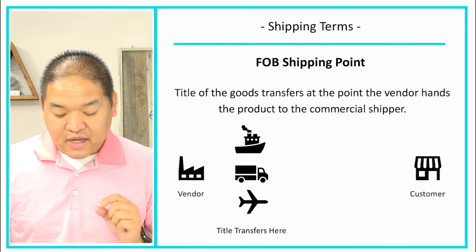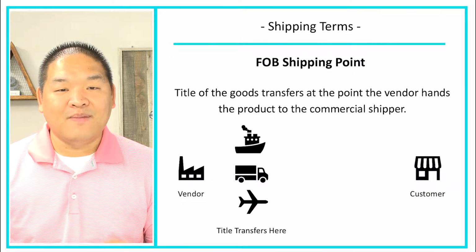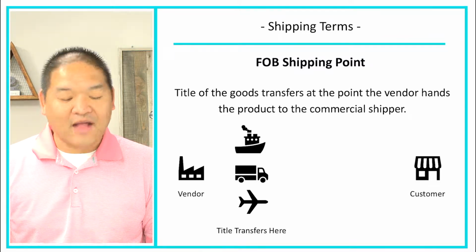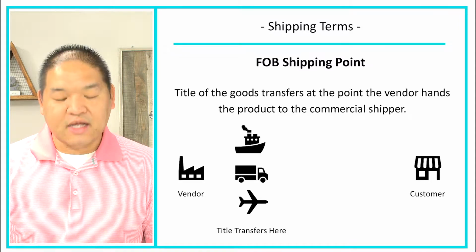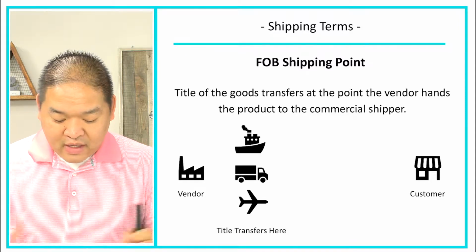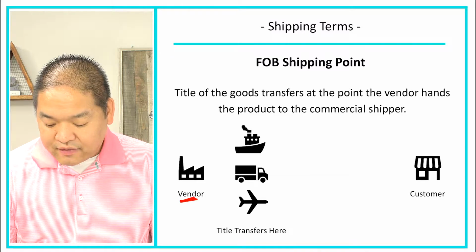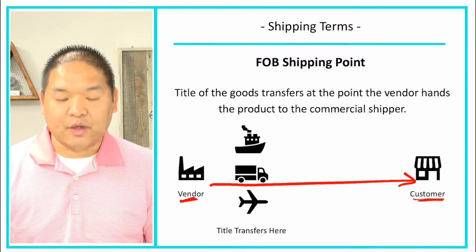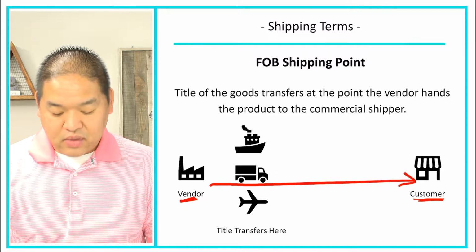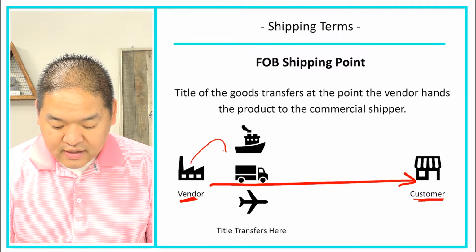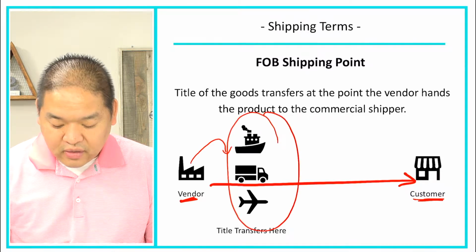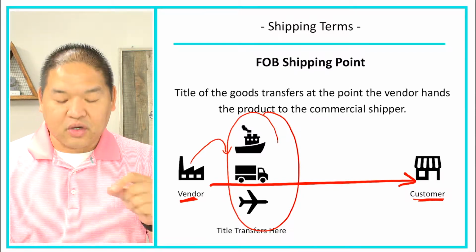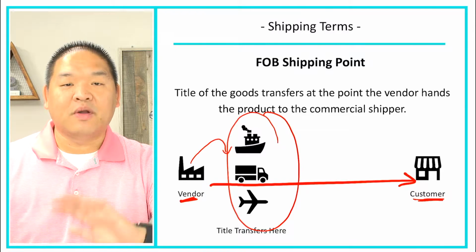We're going to start with FOB shipping point. Now, FOB shipping point means that the title of the goods transfers at the point the vendor hands the product to the commercial shipper. So I've got a picture here. We've got the vendor here, and then we've got the customer here. And typically we're going to go from the vendor to the customer. So the title transfers as soon as the vendor gives the product to a common carrier or a commercial shipper. Don't get too technical here with the word commercial or common shipper. If they give it to the shipper, title has transferred.